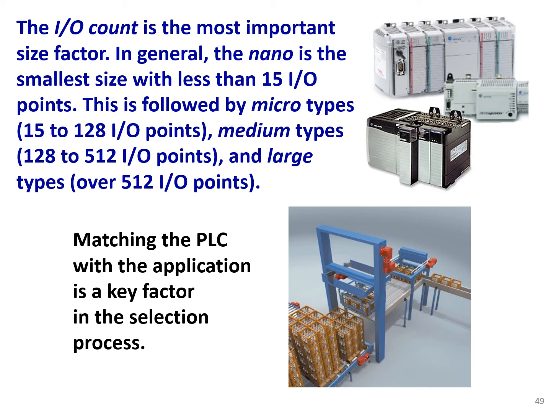Matching the PLC with the application is a key factor in the selection process. So basically we look at our application, we see how many inputs and outputs we have, and based on that we use the appropriate type of PLC. If we use, for example, a large type, once we have 15 I/O, we just increase the cost of the PLC without any specific reason.